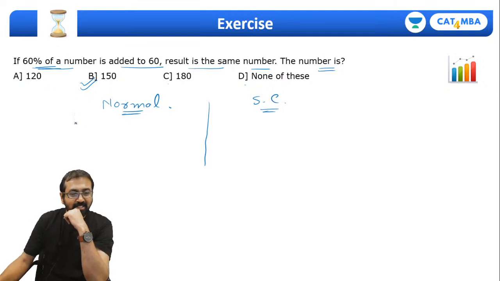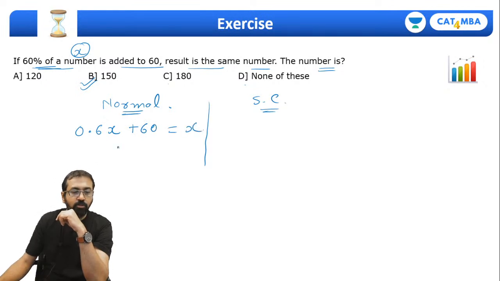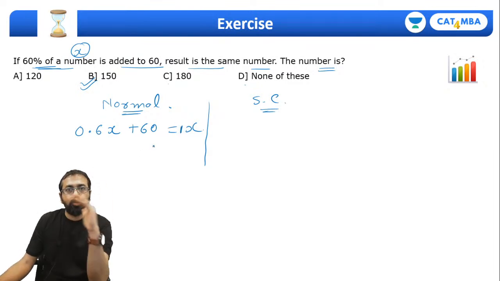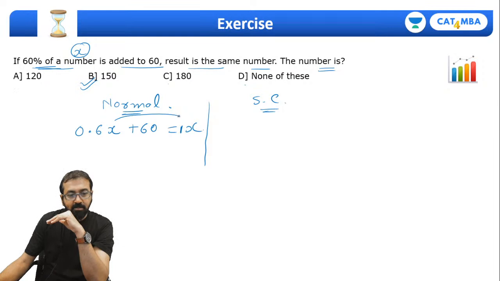Okay, so 60% of a number, let's assume the number as X. So for 60% of a number, the multiplying factor is 0.6. So 0.6 into X added to 60, the result is the same number. So 0.6x plus 60 is equal to X. Right, so X can also be interpreted as 1x. So if I subtract this part from this one, 1x minus 0.6x is 0.4x, which is equal to 60, and if you solve this, you will get x equal to 60 by 0.4.